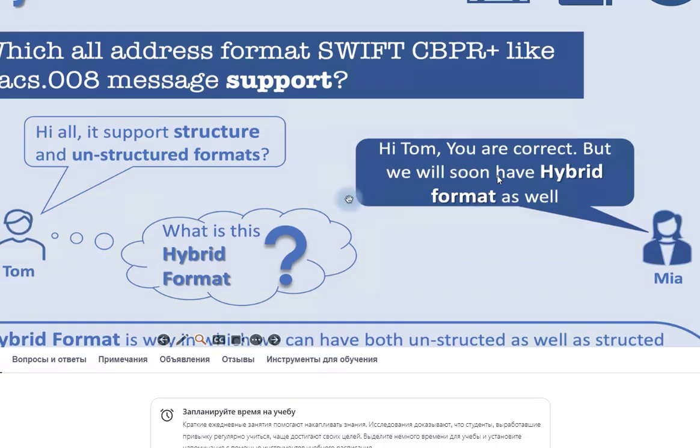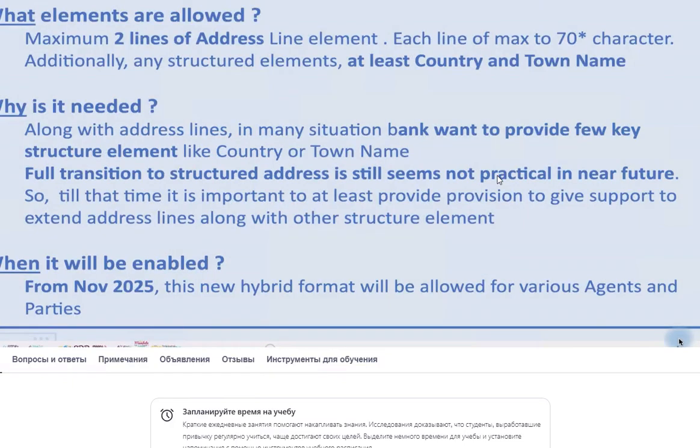Now the question is, Tom is asking what the different addresses are here. He said, I know only structured and unstructured format. Then Mia said, no, Tom, you are correct, but something is going to change and a new format called hybrid address is coming. So the question is, what is hybrid? As the name suggests, it is a mix of both structured as well as unstructured address. So let's understand different aspects of it.